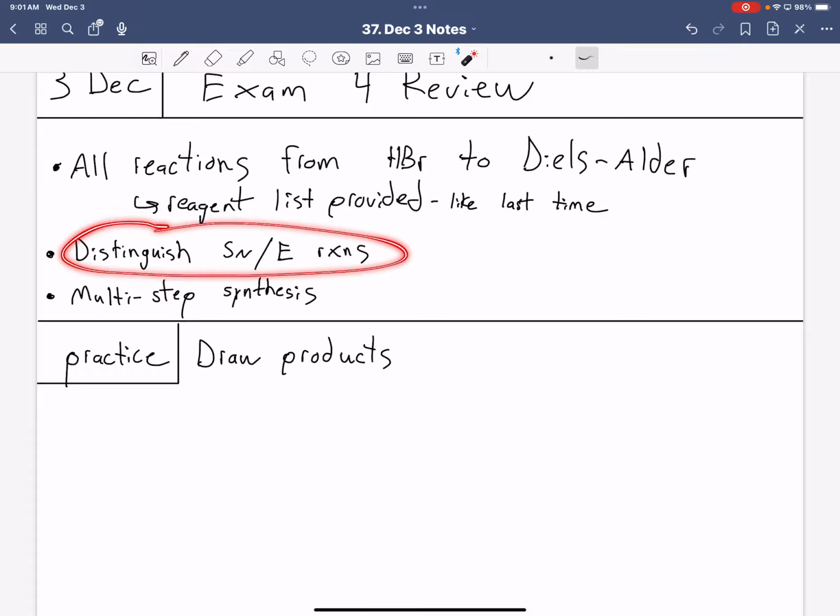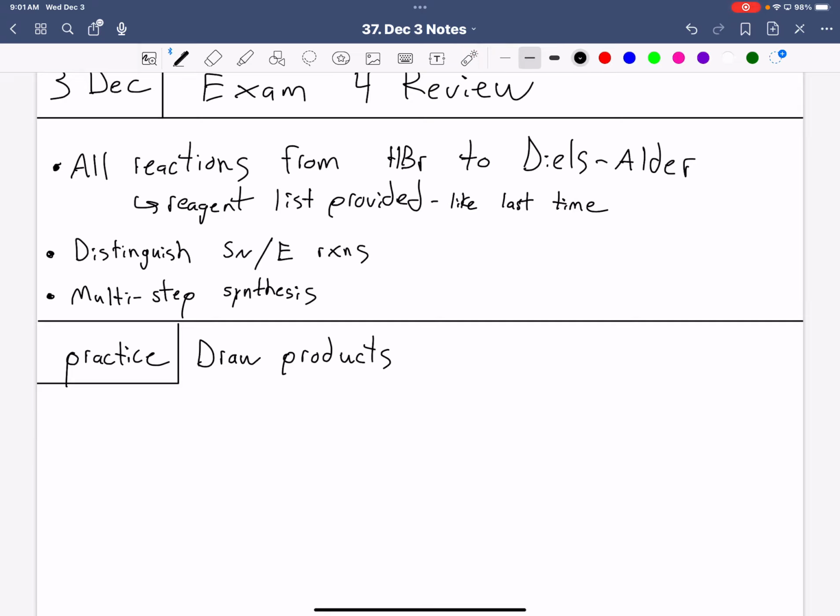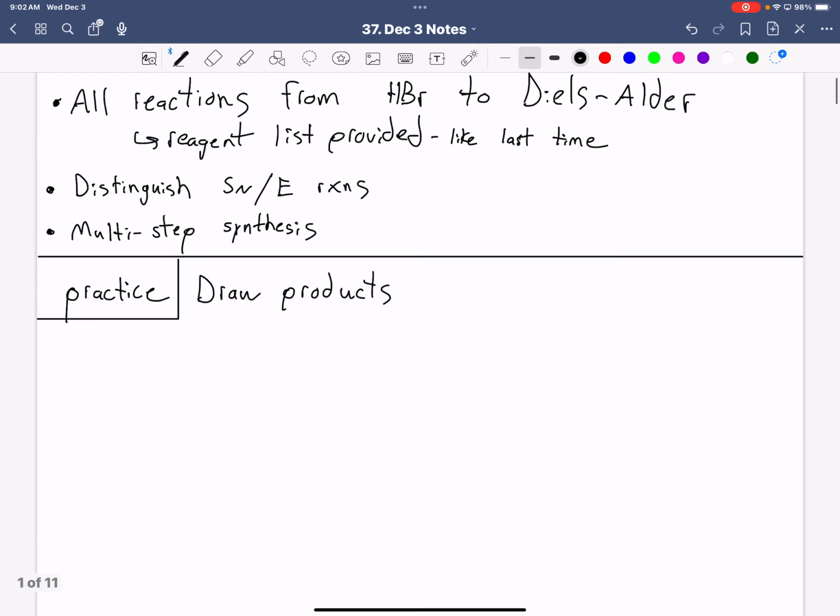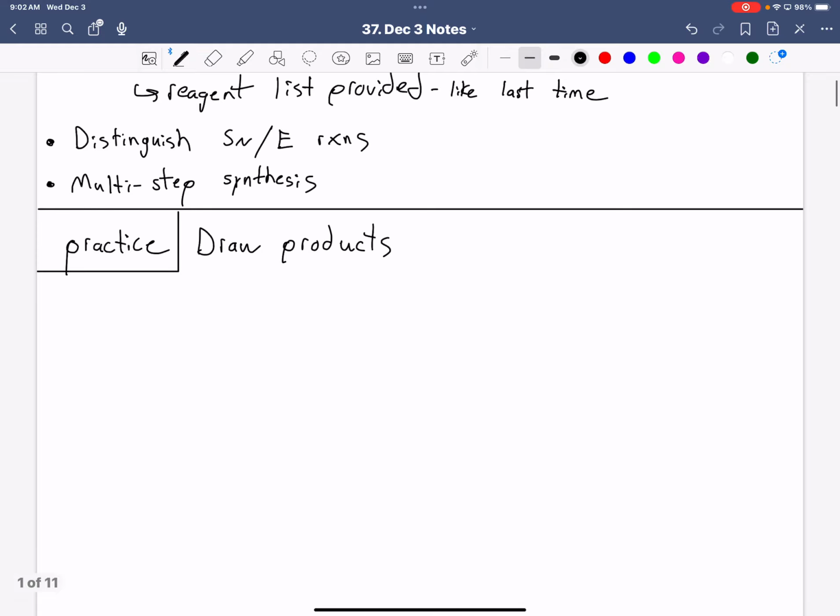The other major component is distinguishing those substitution and elimination reactions, and yeah, in the multi-step synthesis. So first up, I just wanted to practice a couple of these bicyclic Diels-Alder reactions. So that's where we're starting with a cyclic diene.